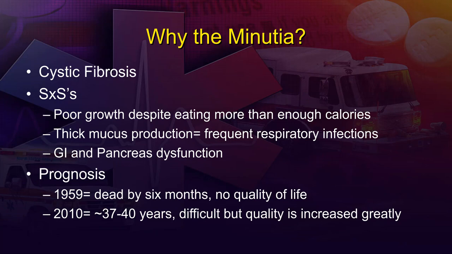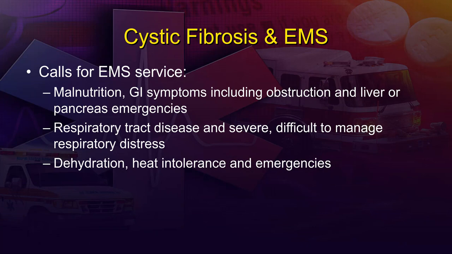In EMS, we're commonly called for one of those things, and when we're called, it's generally a true emergency. These are chronic patients that have medical care well beyond our levels, but they call when they've exhausted all of their resources. One of the more common calls is because of respiratory tract disease and infections that's really difficult to manage at the point that they've accessed EMS. In addition to the respiratory disease, they also have underlying malnutrition, GI symptoms that could involve liver disease or pancreas emergencies, including hypo and hyperglycemia, dehydration, heat intolerance, emergencies, and electrolyte dysfunctions.